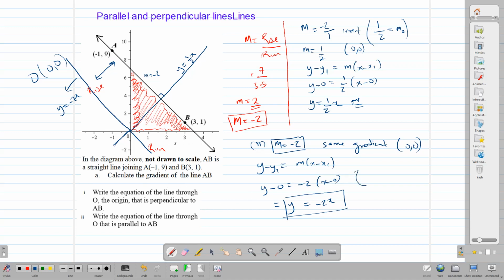Please remember to practice these as they come both on the multiple choice paper and they also show up on the paper 2.